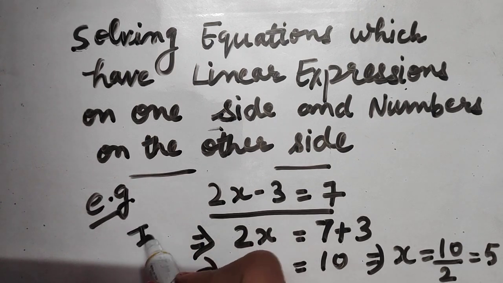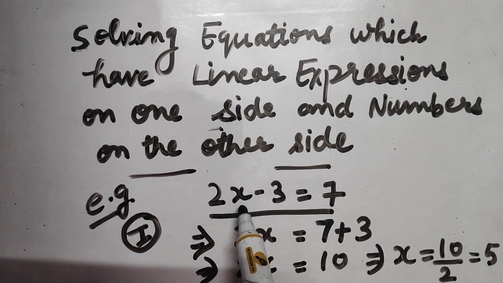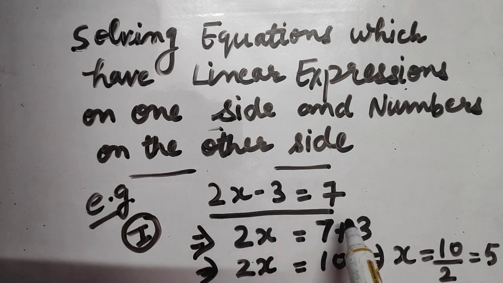This is the first method. What I have done, I have put 2x on one side because I need to find out x. So I have kept this 2x on one side, rest everything I have shifted on the other side. So it will be 7 plus 3 on the right hand side. 2x is equal to 10. Then x is equal to 10 divided by 2, that is 5. So the solution of this equation is x is equal to 5.